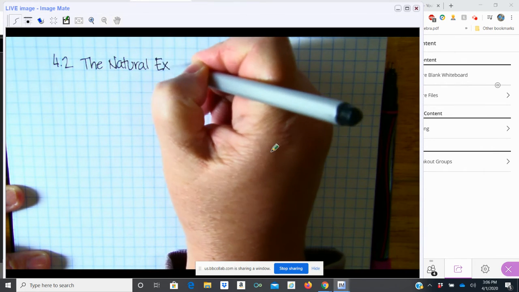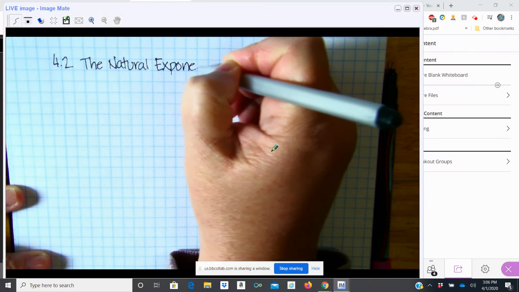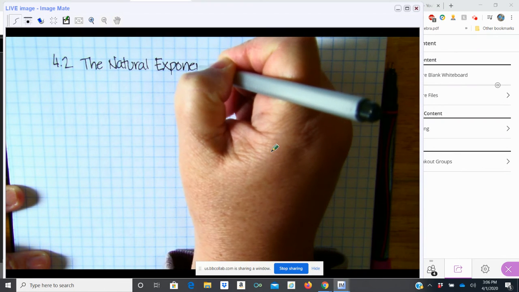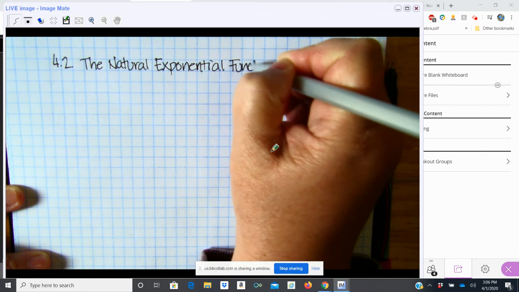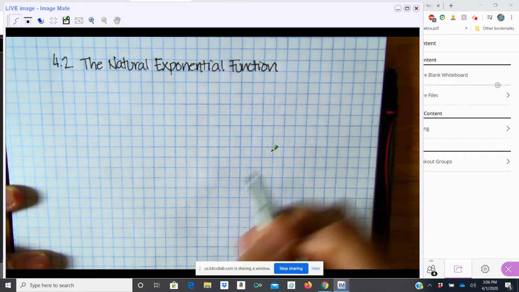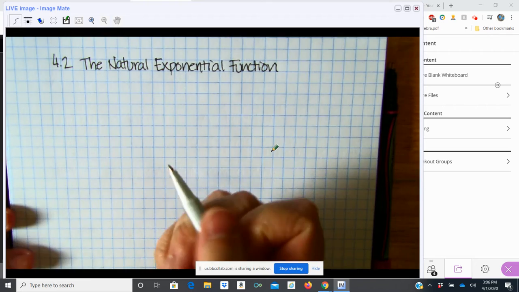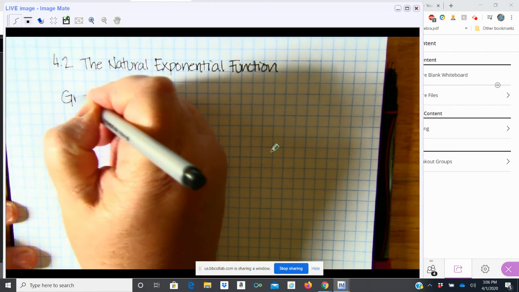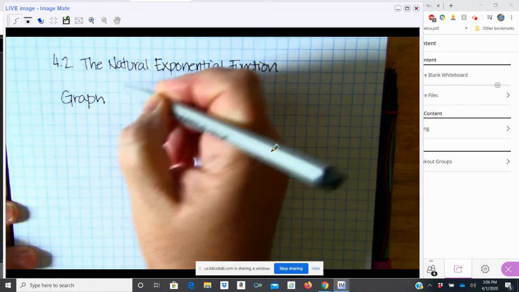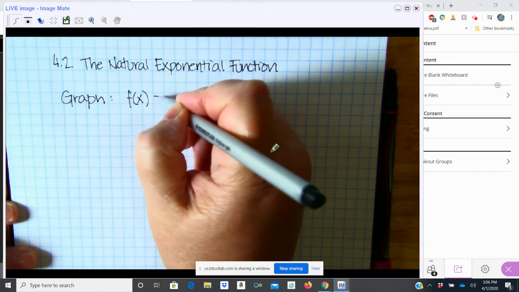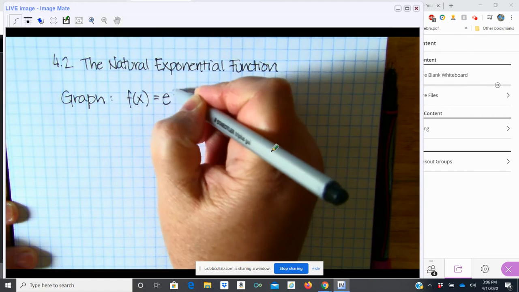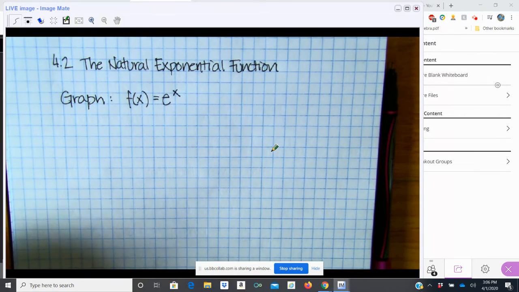Natural exponential, sorry. Not logarithms. Logarithms are coming. All right, natural exponential. So we're going to start out by looking at the graph of f of x is equal to e to the x.